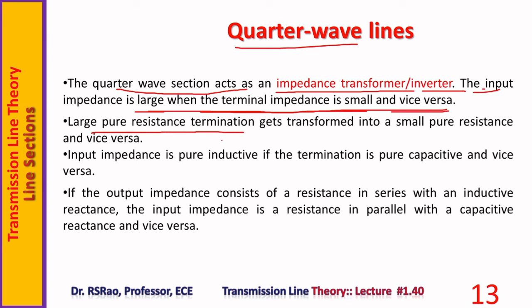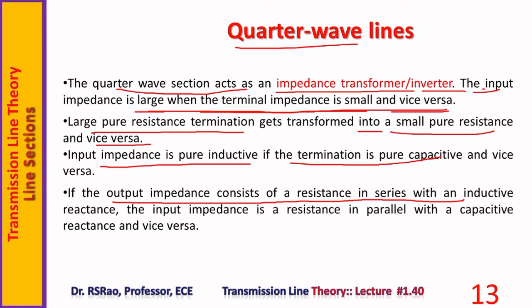Large pure resistance termination gets transformed into small pure resistance and vice versa. So large resistance into small into large. Input impedance is pure inductive if termination is pure capacitive and vice versa. If termination is pure inductive, input impedance becomes pure capacitive. If the input impedance consists of a resistance in series with an inductive reactance, the input impedance is a resistance in parallel with a capacitive reactance and vice versa. That's why it inverts large to small, small to large. It also transforms: capacitive to inductive, inductive to capacitive.